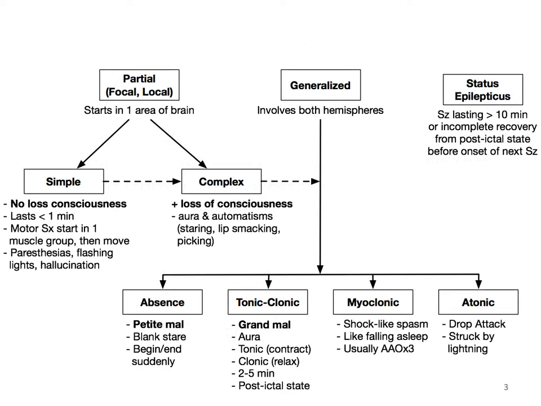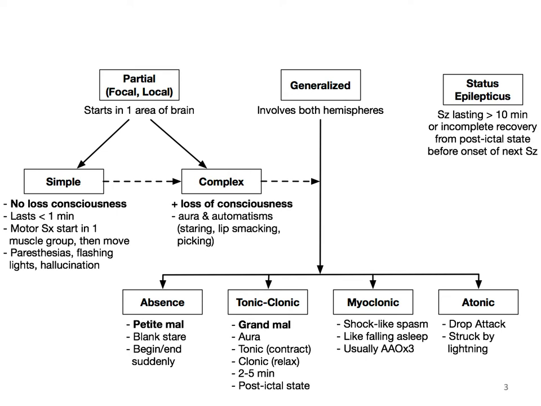In this image, I've broken down the different types of seizures and provided a method for differentiating between them. Starting at the top, a partial seizure begins in one area of the brain, whereas a generalized seizure involves both hemispheres. A partial seizure can be simple or complex. In a simple partial seizure, there is no loss of consciousness, the duration is less than 1 minute, and motor symptoms begin in one muscle group and then move.